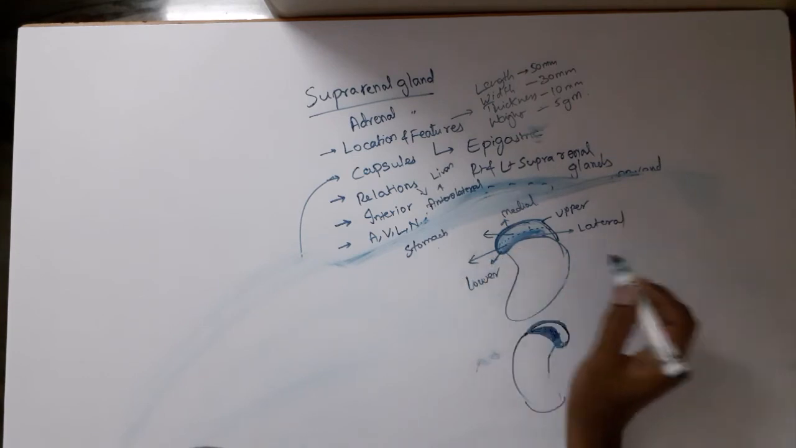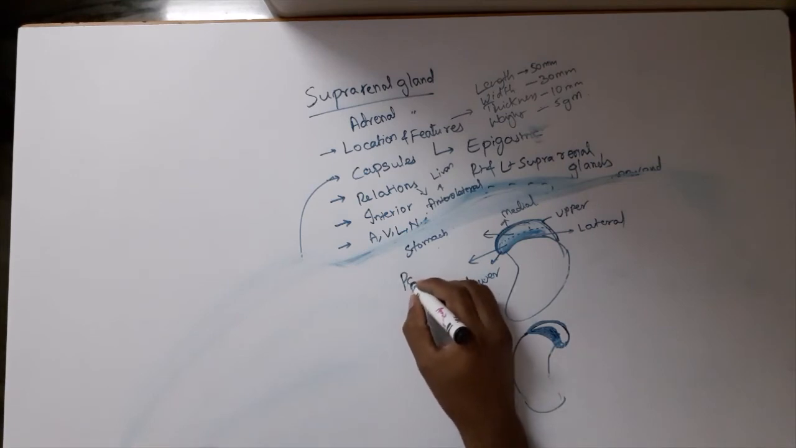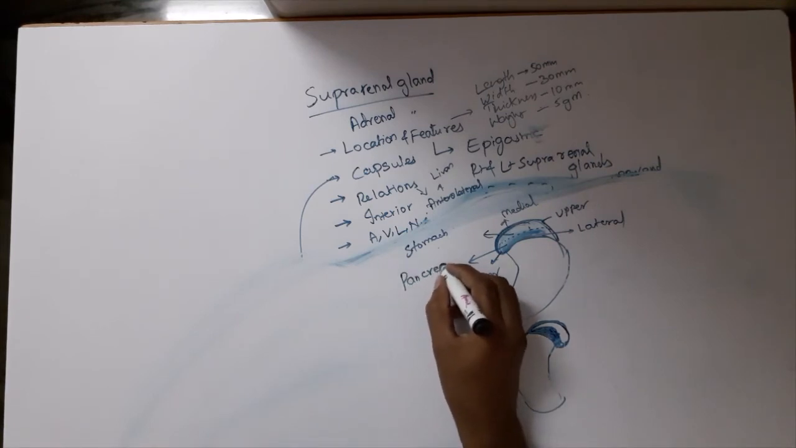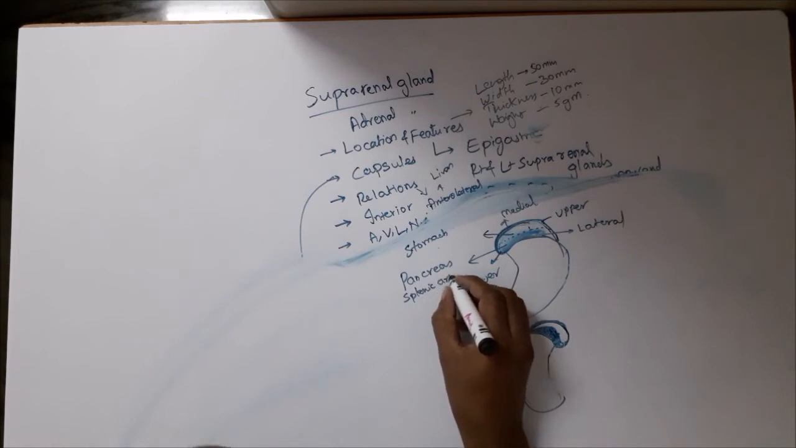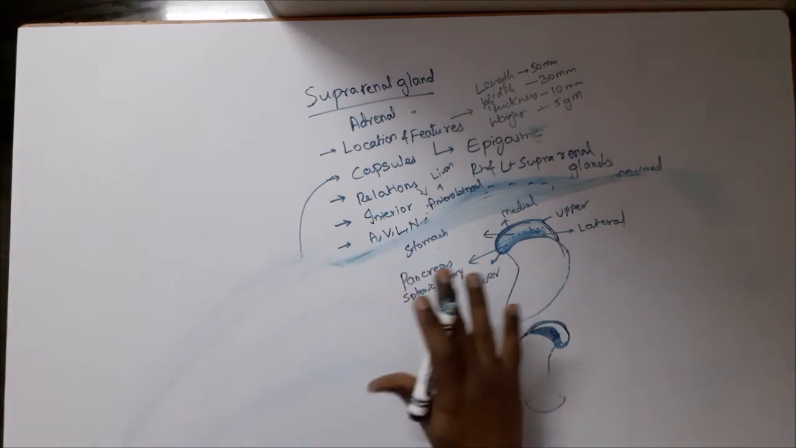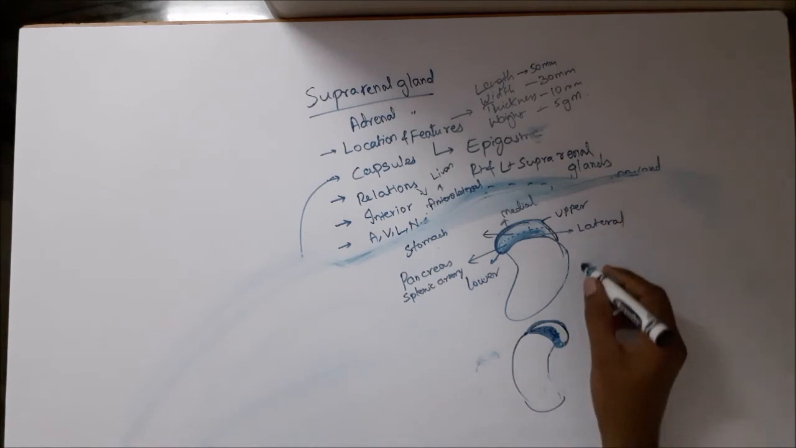Then the lower region of this anterior surface is related with the pancreas, and going along the upper border of the pancreas we have the splenic artery. So these are the relations of the anterior surface of the left suprarenal gland.